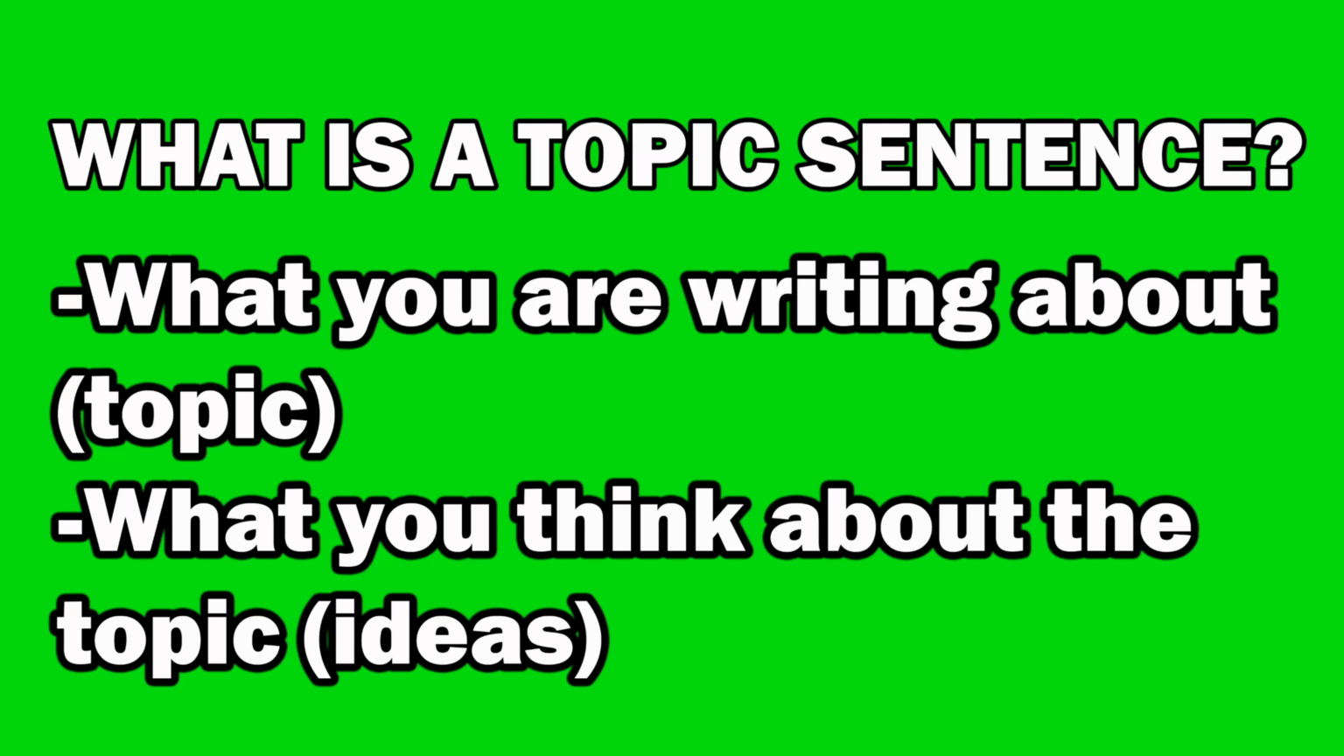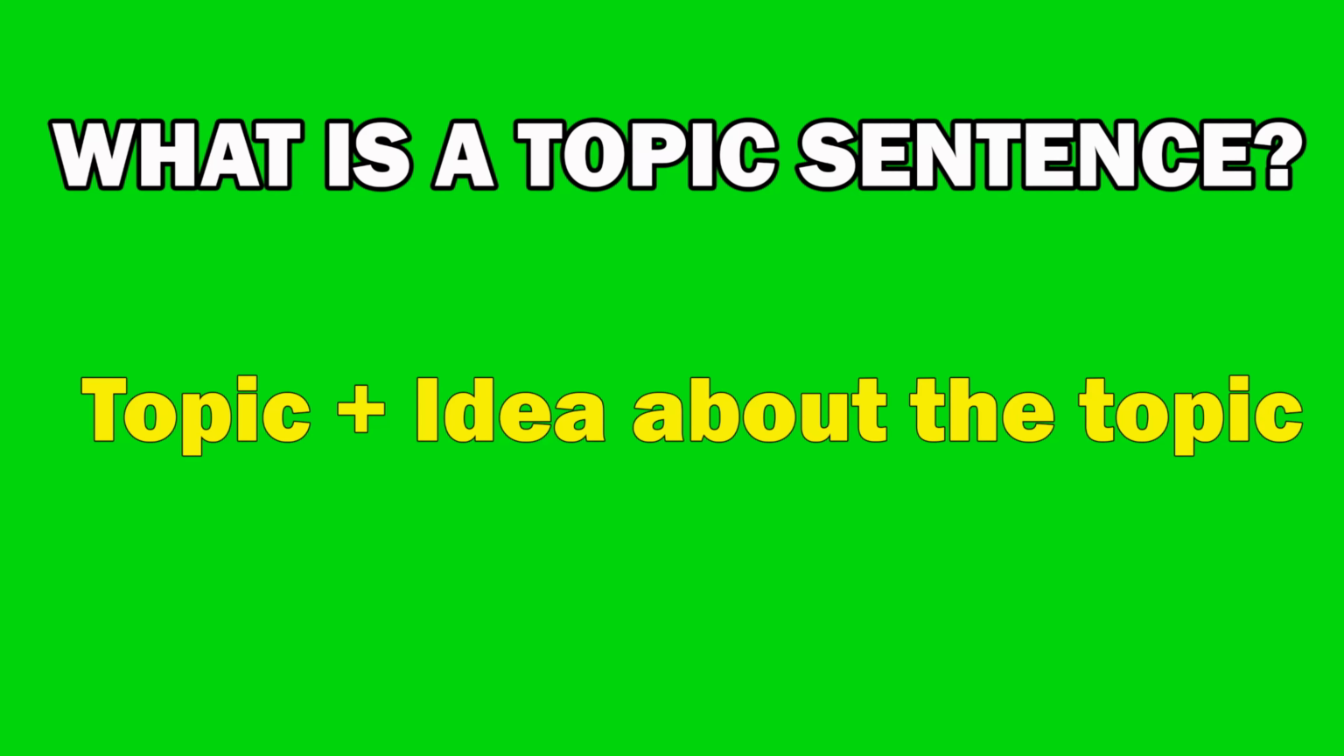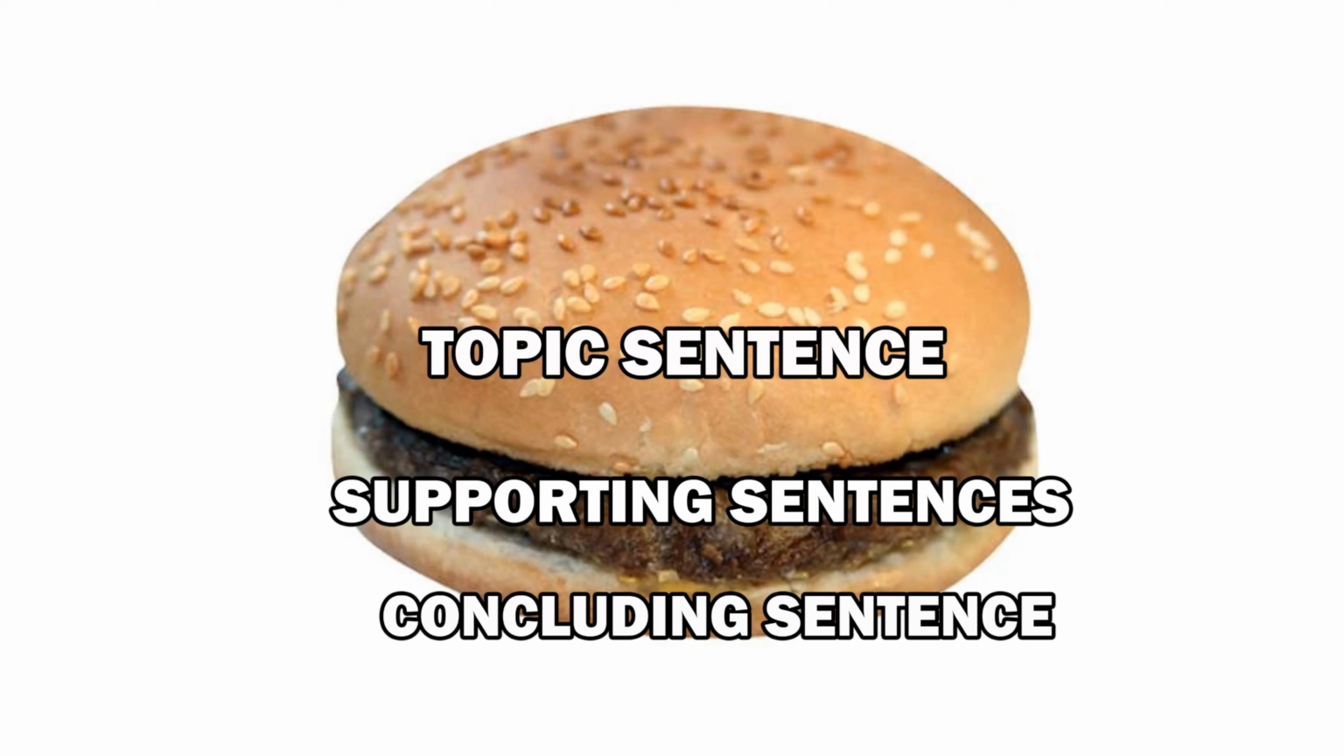So when we're thinking about a topic sentence, it's very simple. We just need to have the topic plus our idea about the topic. That is what makes a topic sentence. Visualize a juicy burger with nothing on it. You've got a bun, you've got a good slab of beef, and you've got the bottom bun.